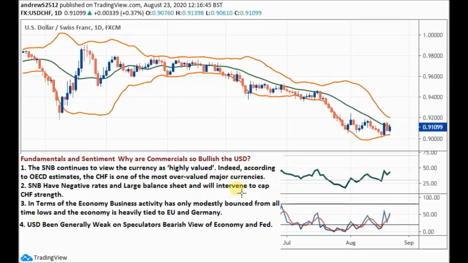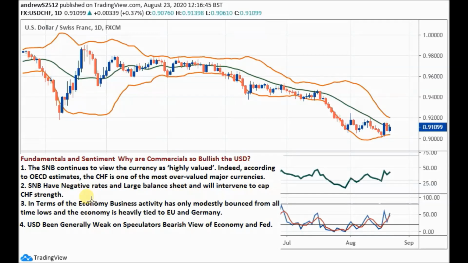world. Okay, and the SNB do not want Swiss franc strength. They have negative rates. They have a large balance sheet. They print money, and they will intervene to cap CHF strength. Okay, and you can see that over the last week, basically, they're actively trying to keep the Swiss franc from strengthening across the board.